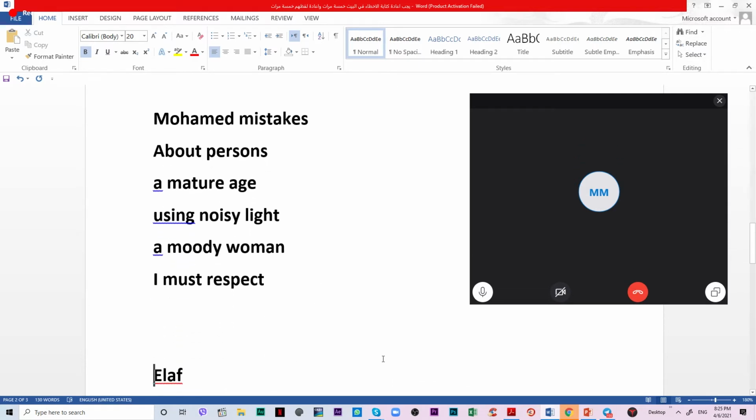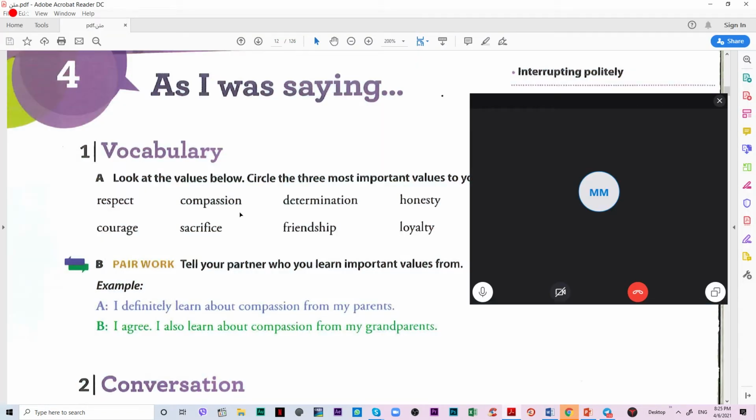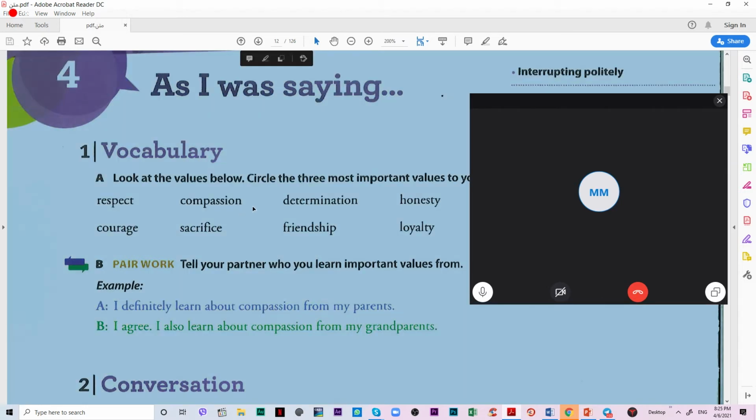Okay, so did everybody participate? Okay, the next word we have is compassion, رحمة. Compassionate means someone who is merciful, يكون رحيم. Example, my mother. أيضا اسم الشخص قبل الاسم يأخذ قبل has أو have، لديه أو يملك. Okay.